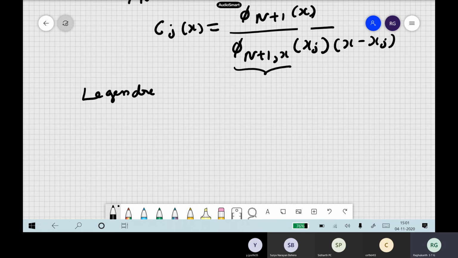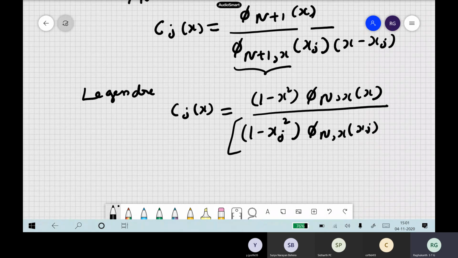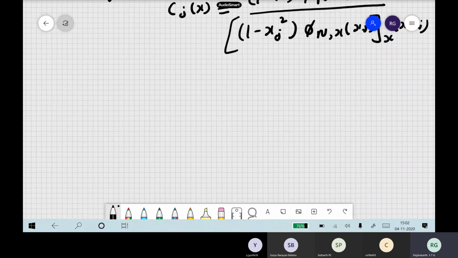Okay, Legendre type of polynomials. So Cj of x becomes 1 minus x squared, phi n comma x, where the comma indicates a derivative. So 1 minus xj squared, multiplied by phi n comma x at xj. This is also the x minus xj. So these are the cardinal functions. They look something like this.